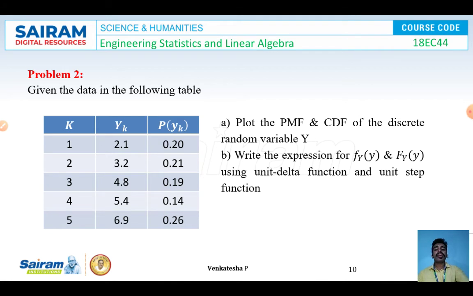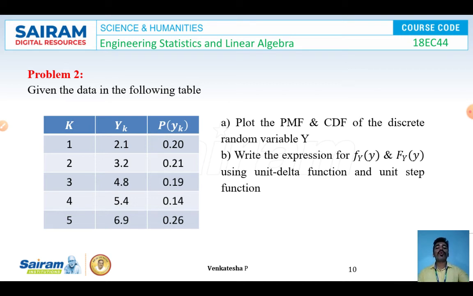0.60. Similarly, at y equal to 5.4, we have to add the previous 3 plus the present one, that is 0.20 plus 0.21 plus 0.19 plus 0.14, we'll be getting 0.74. At last, at 6.9, we have to add the complete set, that is 0.20, 0.21, 0.19, 0.14, 0.26. We have to note that always at the last value of x or y, the CDF must be equal to 1. After adding these complete values, the value is equal to 1. So hence the table is verified.